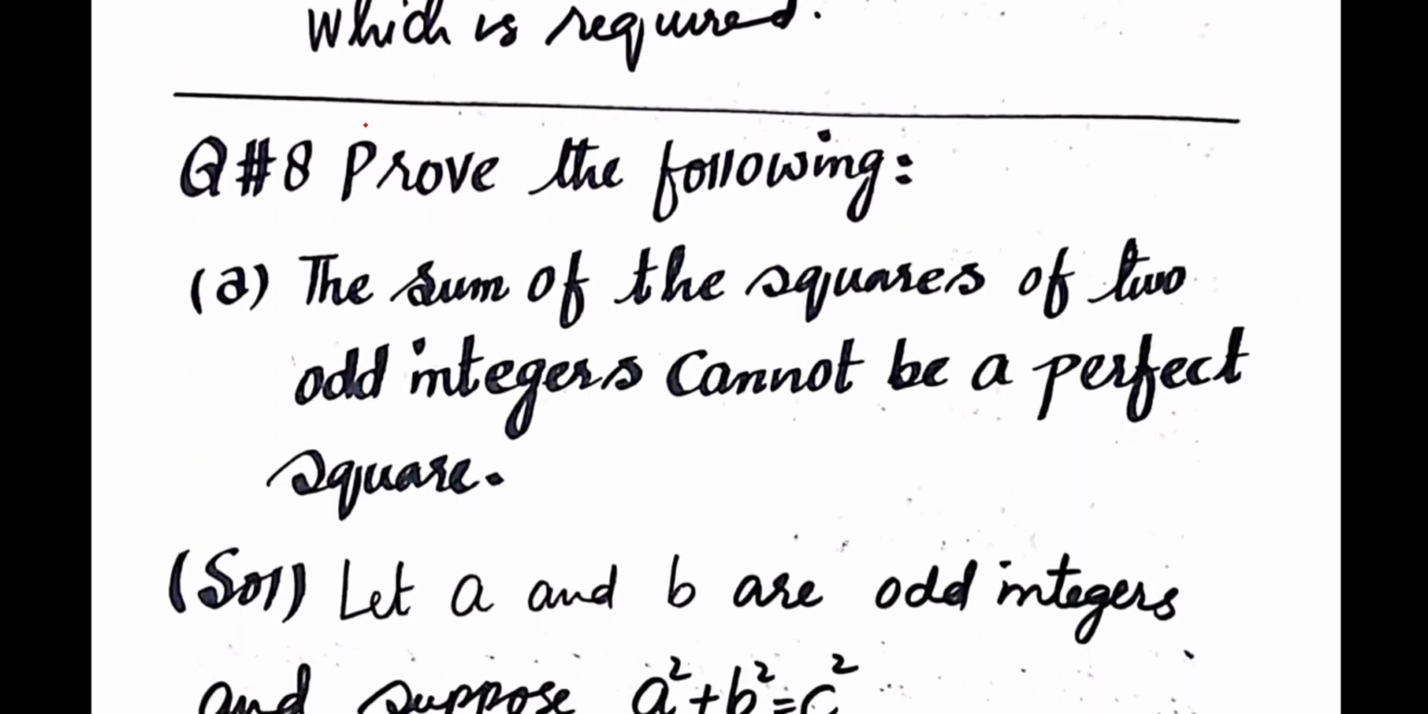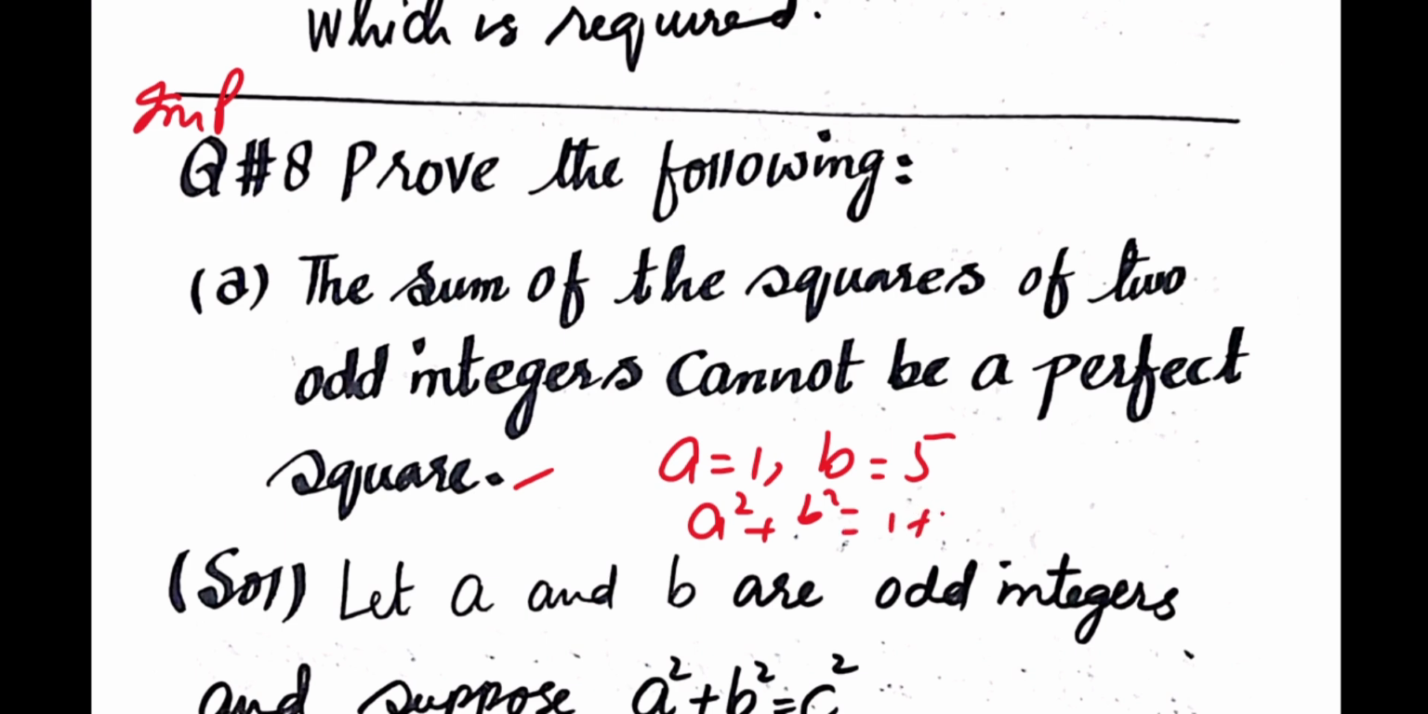Question number 8. This is also a very interesting and important question. Prove the following: the sum of the squares of two odd integers cannot be a perfect square. You can check this statement by taking particular examples. Suppose my first integer is 1 and my second integer is 5. Now if you take the sum of squares, this becomes 1 plus 25, which is equal to 26. And you can check that 26 is not a perfect square.